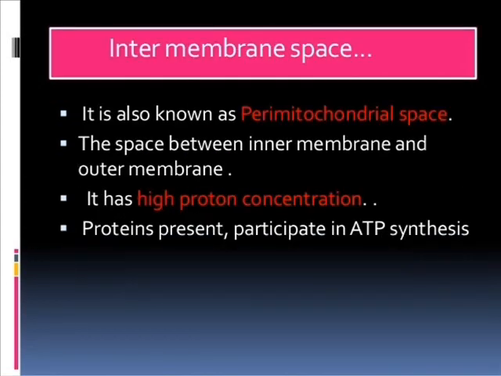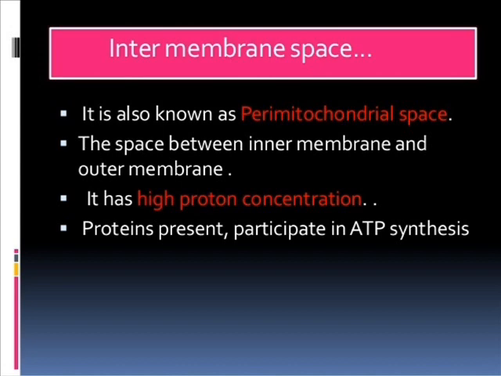The space present between the outer membrane and the inner membrane is known as the intermembrane space. This is also known as the perimitochondrial space. Because the outer membrane is freely permeable to small molecules, the concentrations of small molecules such as ions and sugars in the intermembrane space are the same as in the cytosol.